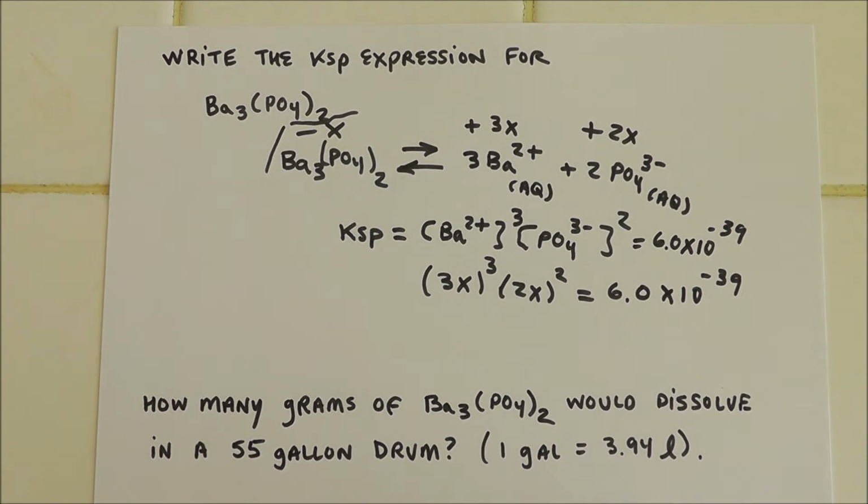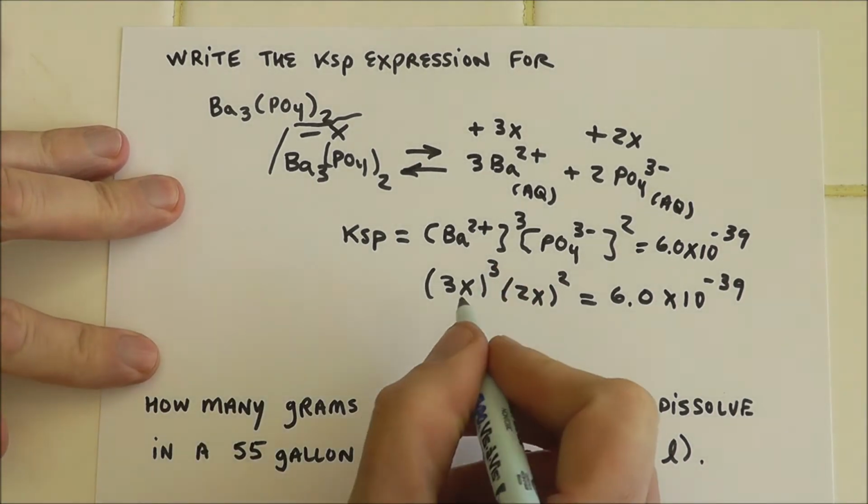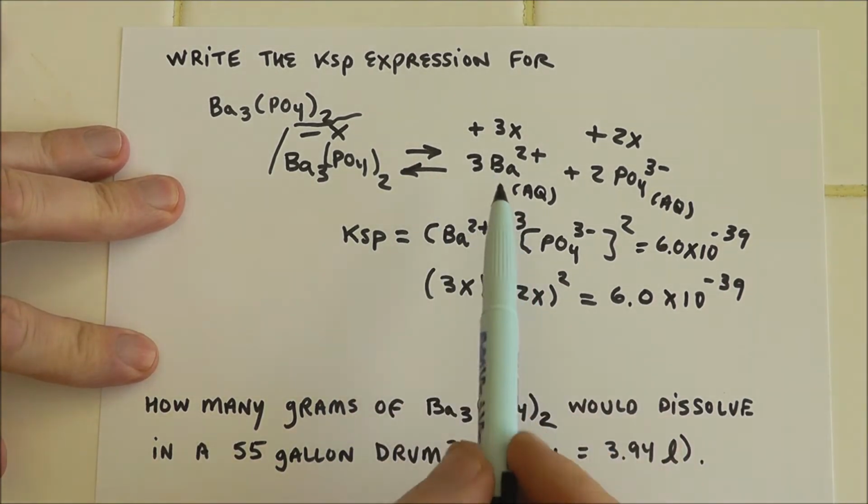Everybody, hi, Mike here, and we're going to continue our discussion of KSP. If you remember where we left off last time, we were going to write the KSP expression for barium phosphate and find X and then solve a problem with it. So let's get back at it, folks. Hope you're doing well. If you remember, let's backtrack a little bit.